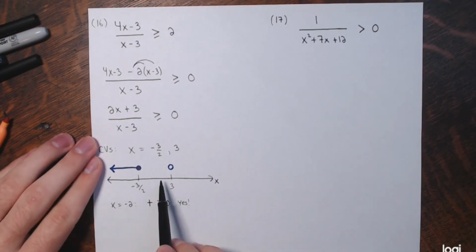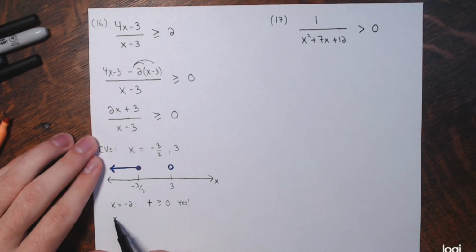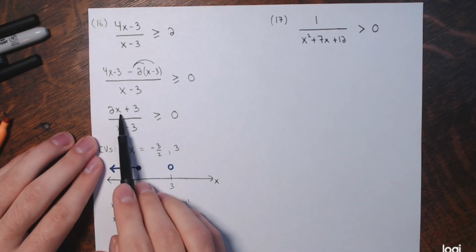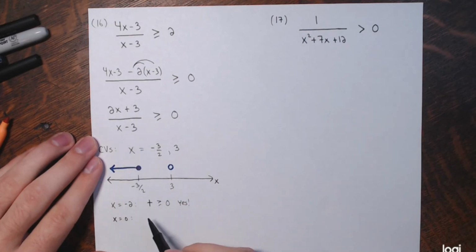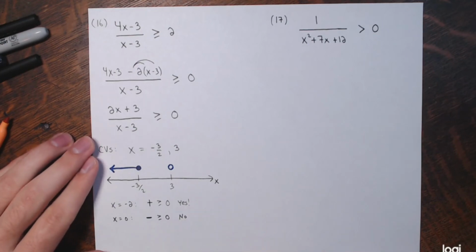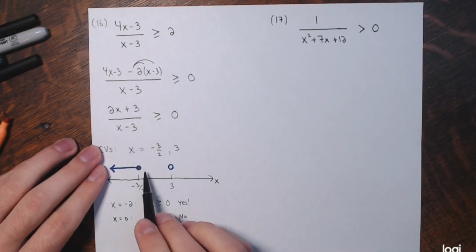Between negative 3 halves and 3, I'll just choose 0 again. Again, you can do whatever you want. I could do negative 1, I could do 1, 2, 2.5. But 0 is an easy one. And you'd have a positive numerator in this fraction, a negative denominator. Positive divided by negative would be negative. You'd have a negative number on the left is greater than or equal to 0, and that is a false statement. A negative number is not greater than or equal to 0. So I'll leave that interval blank.